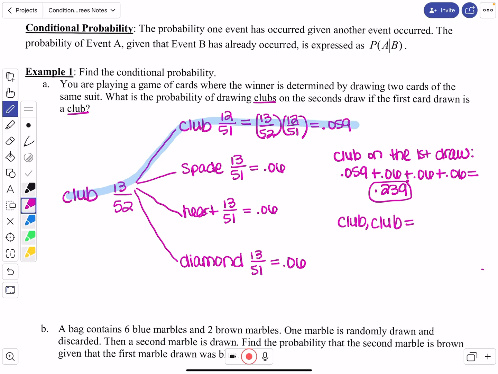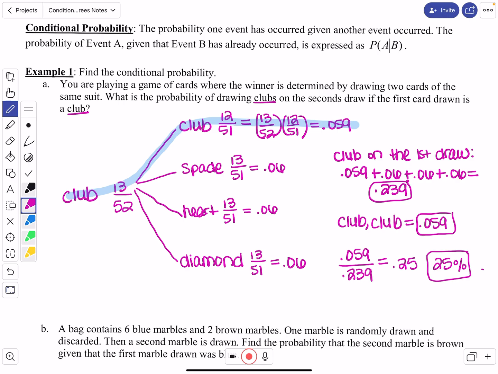And so that probability was 0.059. So then our final thing that we do is we take 0.059 and divide it by 0.239. And that's going to give us 0.25, which, if we change that to a percent, would be 25%, which is a higher probability.